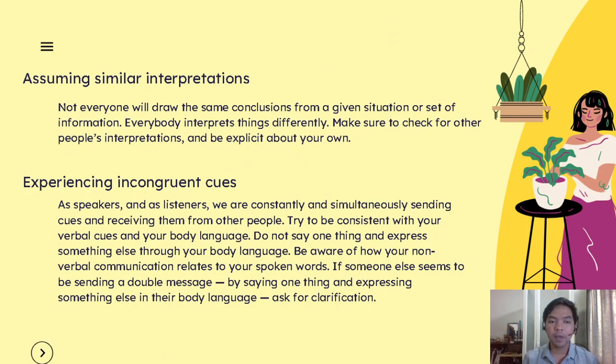Okay, next is assuming similar interpretations. Not everyone will draw the same conclusions from a given situation or set of information. Everybody interprets things differently. Make sure to check for other people's interpretations and be explicit about your own. This is also something that I do. I share with other people, for example, "my take on this is blah blah blah. Do we have the same take on this?" Then they express their own take on that topic.